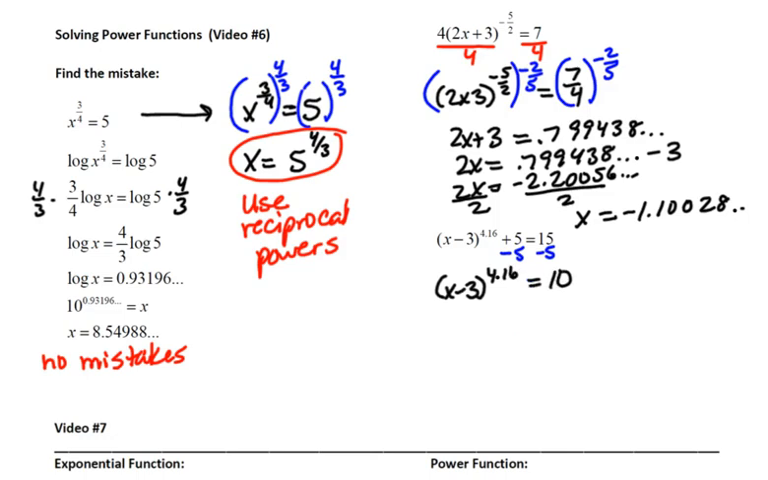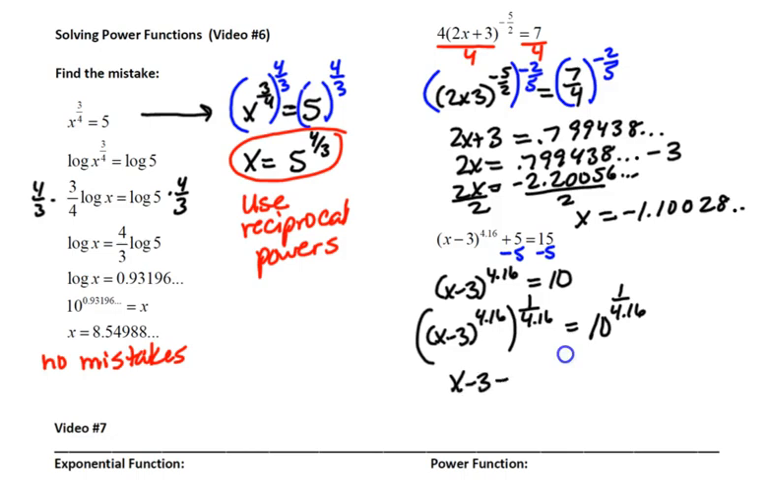Once again, I want to use reciprocal powers. What's the reciprocal of 4.16? Well, the reciprocal of 4.16 is 1 over 4.16. So this is a case where I can't really use a root like a square root or radical to simplify this. This is a case where the reciprocal power is my only option. I could have used a radical on the previous problem. I'll go back and show you that. But in this case, this is really my only option.